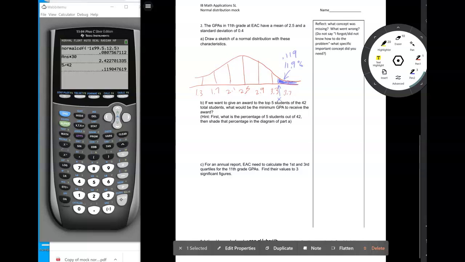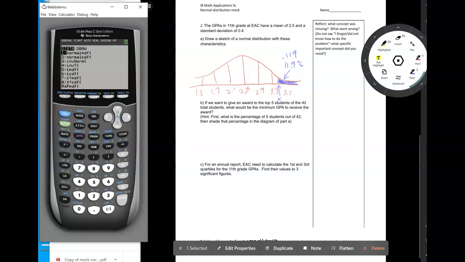And now what I want to do is find the X value. Remember, there's only 2 things we know how to do on the calculator with normal distribution. Option 2, normal CDF, and option 3, inverse norm. In the last problem, we knew the value that was on the x-axis, and we found the percentage or the area. This time we know the area, and now we're going to find the value on the x-axis. So we're going to use inverse norm in that case.